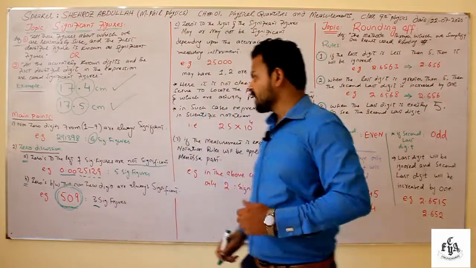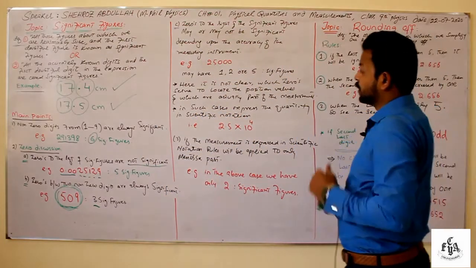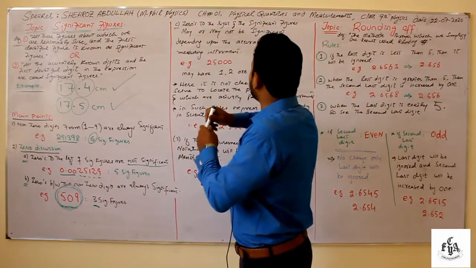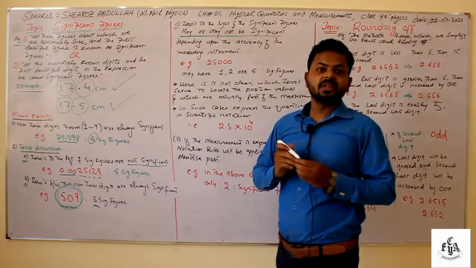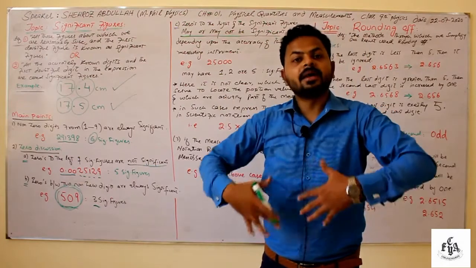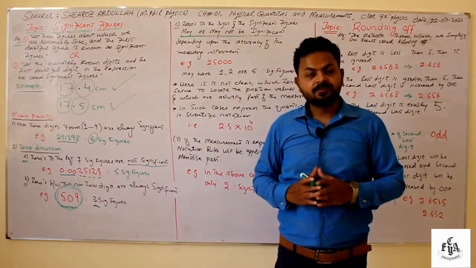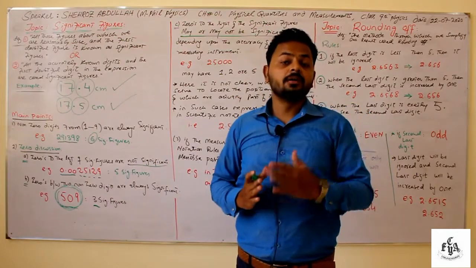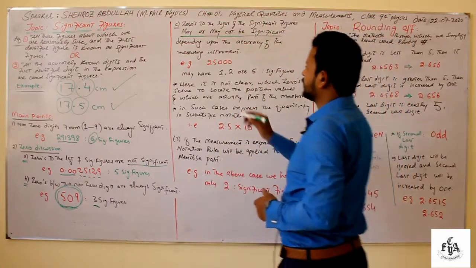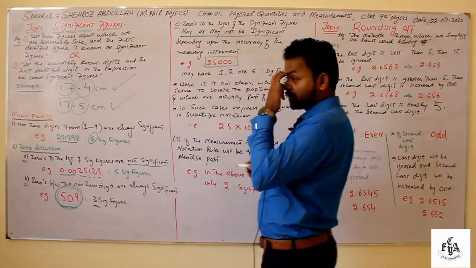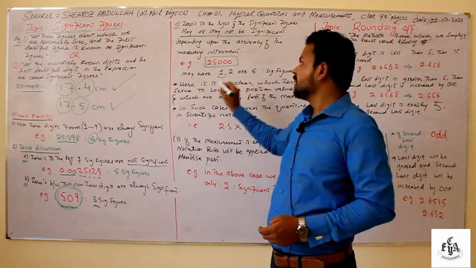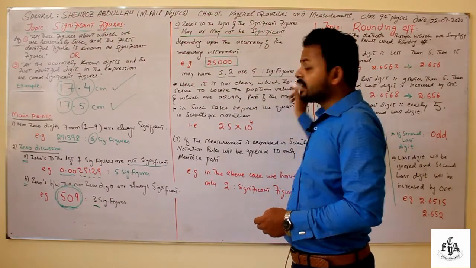Done? Now coming towards zeros on the right side. Look, zeros to the right side of the significant figures may or may not be significant, depending upon the accuracy of the measuring instrument, the accuracy of the measurement. For example, we have a reading 25,000. Over here we may have one significant figure, two significant figures, even five significant figures.